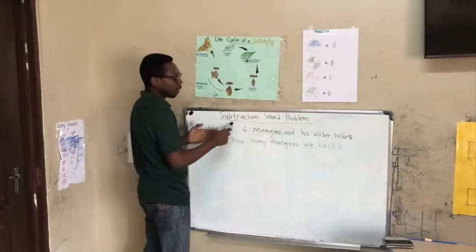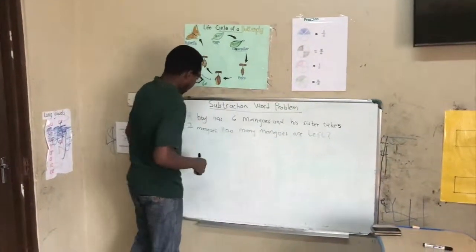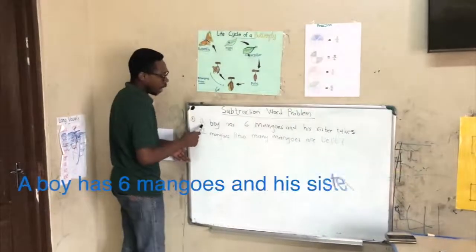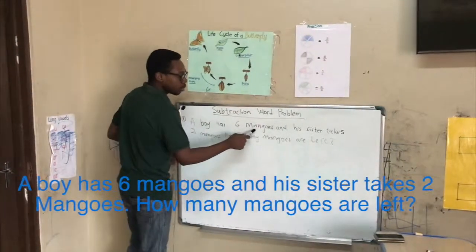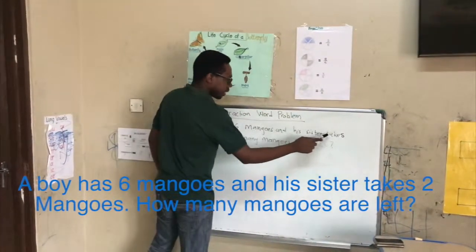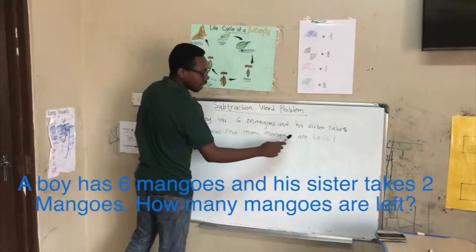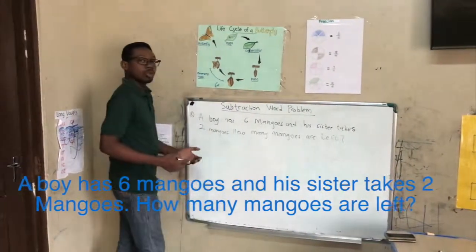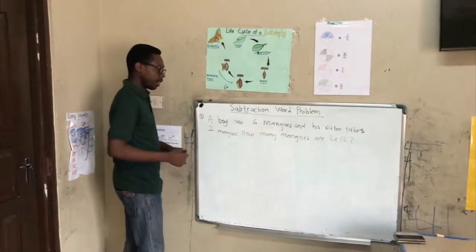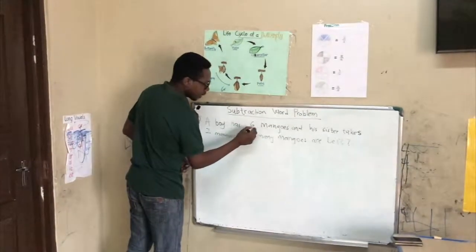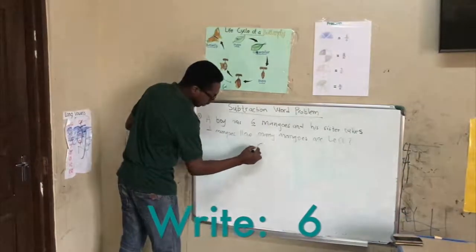So we have a subtraction word problem, and we have a story here. A boy has 6 mangoes and his sister takes 2 mangoes. How many mangoes are left? We start with finding out the number. The first number is 6, so you write 6 here.